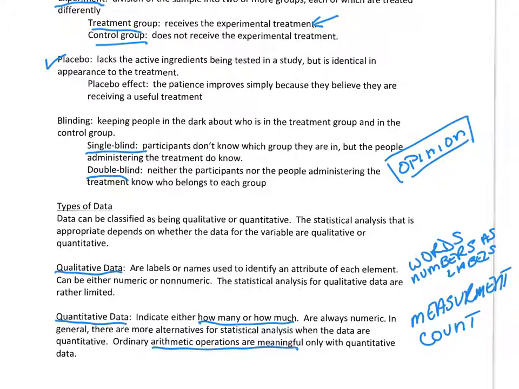So to kind of sum up, your data is the answer to the question. If the answer to the question is a word, that's qualitative data. If the answer to the question is a number, it can be either. If it's a number that represents a count or a measurement, if it's a number I would do math with, that's quantitative data. If it's a number I would never do math with because it's not really representative of how much or how many, like a zip code or a student ID number, then it's qualitative.